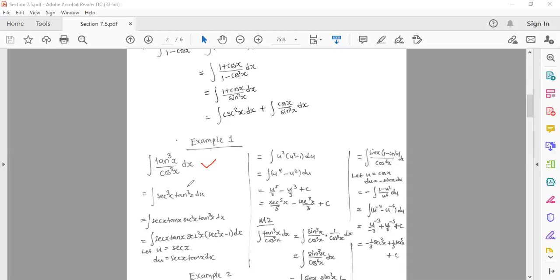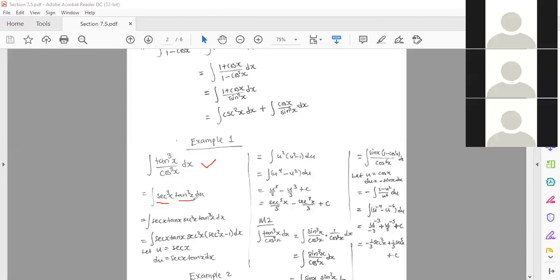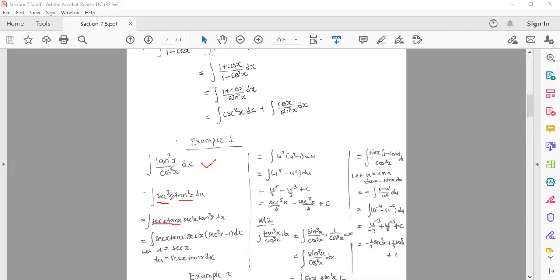This is method 1. One student will say 1 over cos is sec, so this becomes sec cubed times tan cubed. Now your trigonometric integral rule applies, where you check the power of sec. If the power of sec is odd, you can keep a sec and a tan, and I'll be left with sec squared and tan squared. I can convert this tan squared using the identity to sec squared minus 1, and then the substitution works.